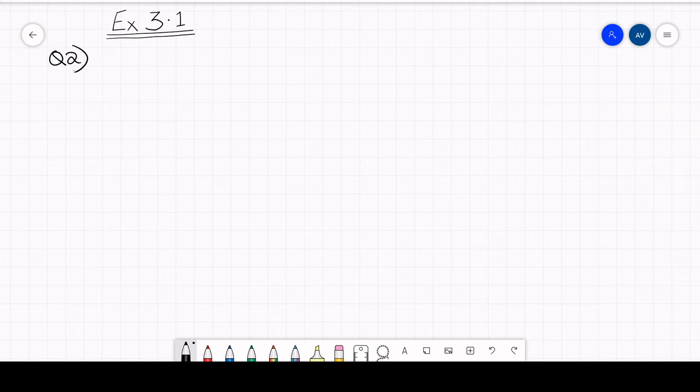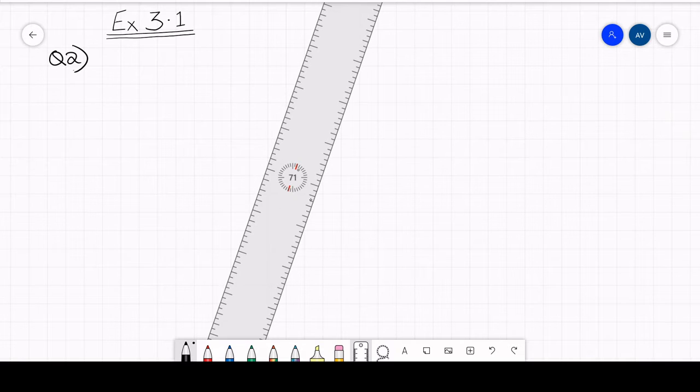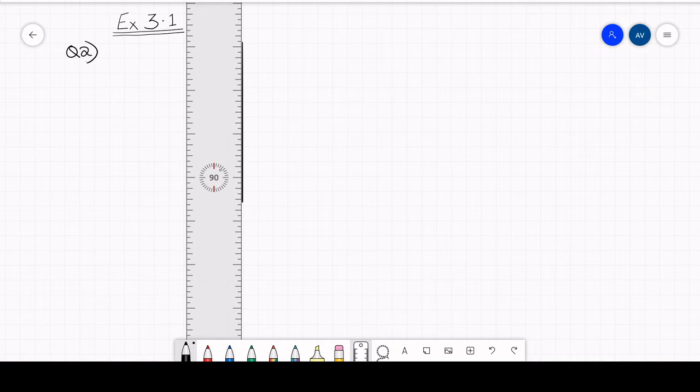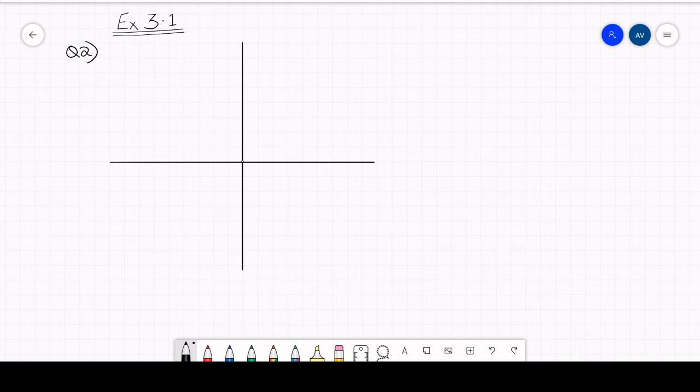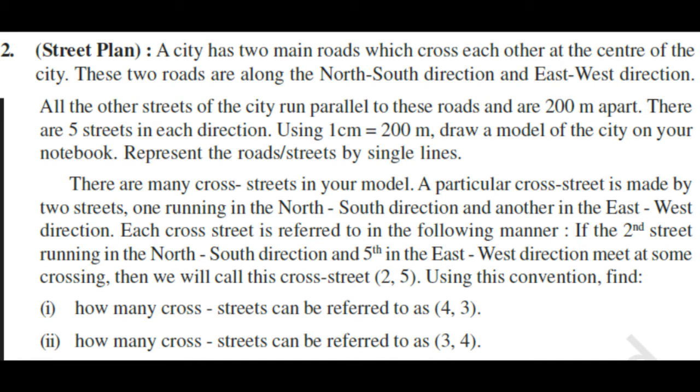Alright, so let's try and draw those roads first. So first we can make the north-south road, then we can make the east-west road, and it says that the point where they meet, let me call it O, it's actually the city center. Now reading further in the question, it says all the other streets of this city run parallel to these roads and are 200 meters apart.